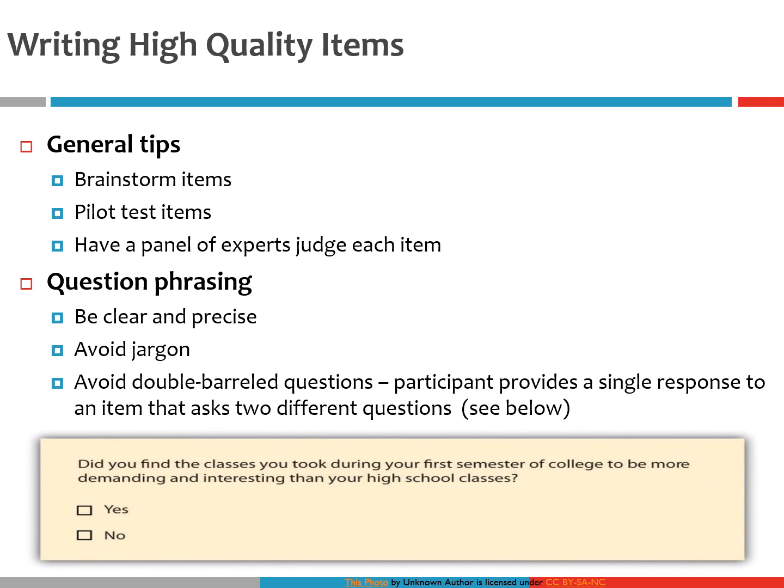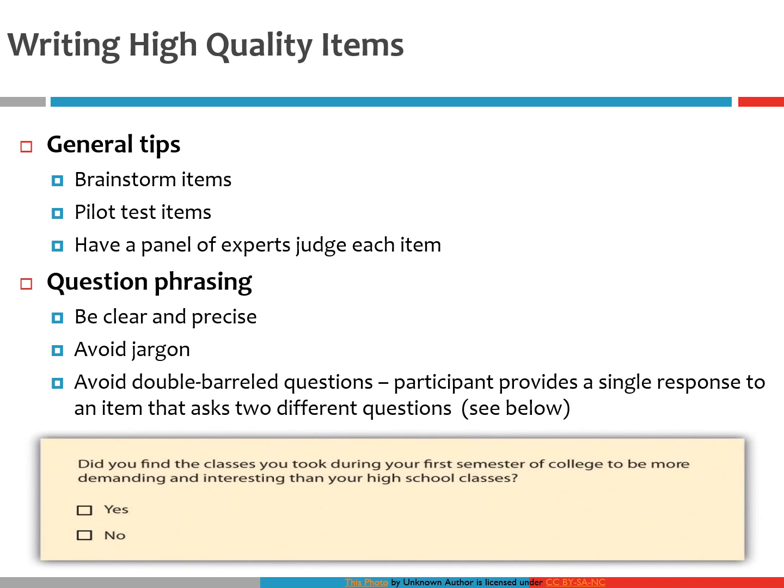As far as writing the questions, you want to be clear and precise. You want to avoid jargon. That means don't make it too scientific. Don't make it too related to your field that a regular participant can't understand what you're asking. And you want to avoid double-barreled questions. Those are really problematic. And here's an example of that.